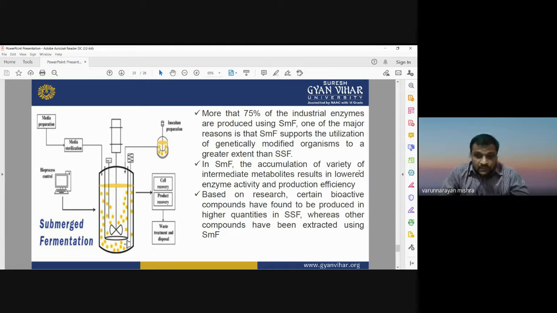Certain bioactive compounds have been found to be produced in higher quantities in SSF, whereas other compounds have been extracted using SMF. So both the processes, SMF and SSF, have advantages and disadvantages. Both have different applications. Both have different processes. So we need to choose the fermentation process as per our requirement, depending on the product, what kind of product we need. We can choose either SSF or SMF.